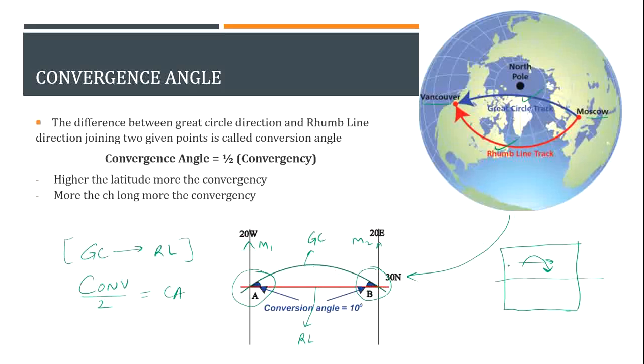Okay, let's do an exercise and calculate the convergence angle given here. It's already given as 10 degrees. Let's prove that we know our formula. Convergence angle is equal to convergency by 2.